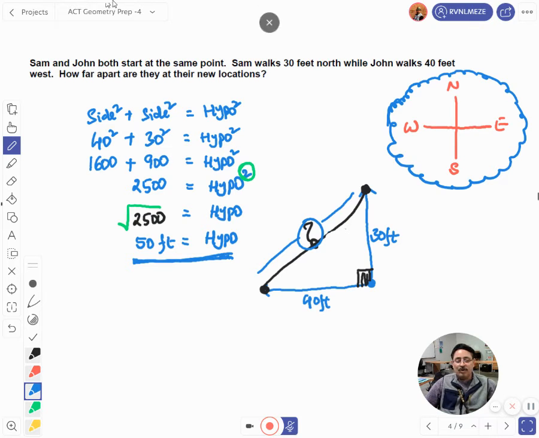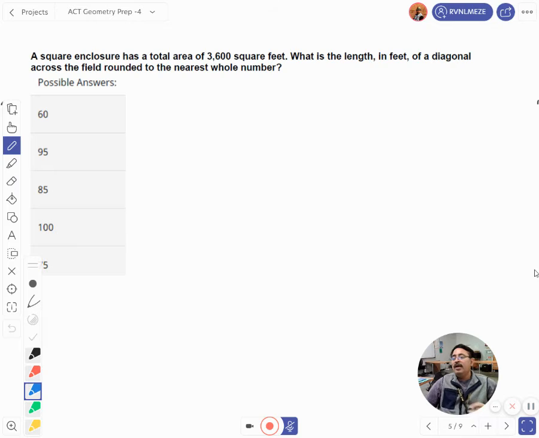Okay, so let me quickly jump to the next question. A square enclosure has a total area of 3600 square feet. What is the length in feet of a diagonal across the field rounded to the nearest whole number?